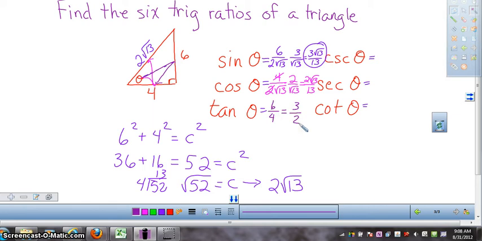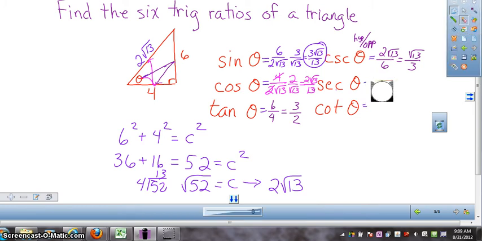Now, the cosecant. These are the reciprocal. Cosecant is hypotenuse over opposite, which is going to be 2 square root of 13 over 6, or just the square root of 13 over 3. The secant, going back to my triangle, is going to be the hypotenuse over the adjacent. It's flipping. You're going to flip the cosine. So you're going to have 4 over, no, I wrote that wrong. You're going to have 2 square root of 13 over 4, which is the square root of 13 over 2.